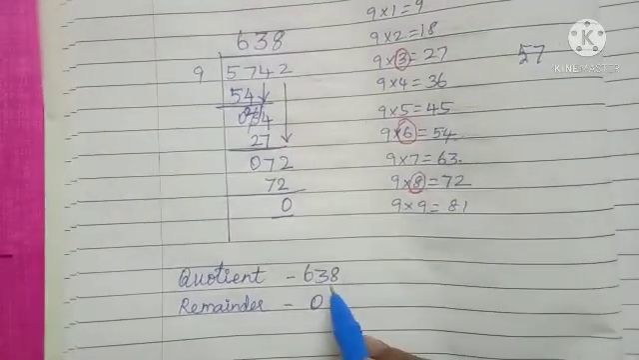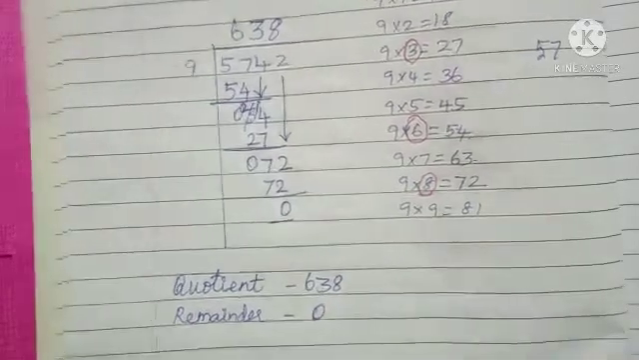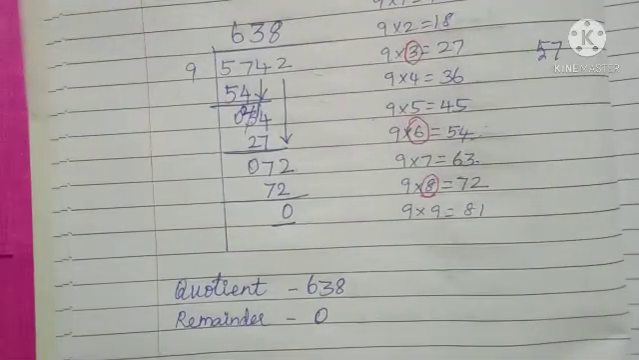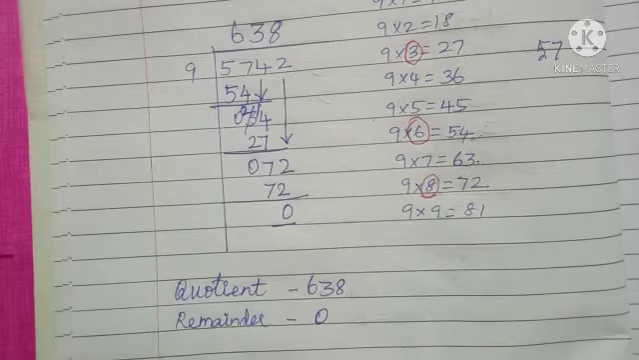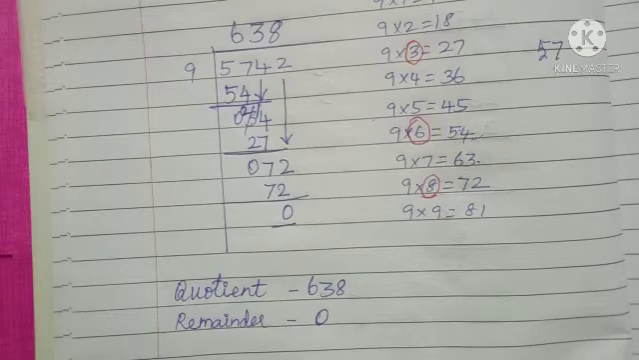So quotient is 638, remainder is 0. So you try to do the division the easy way. Which one is the easiest way for you to follow? Okay children, shall I move on to the word problem now?